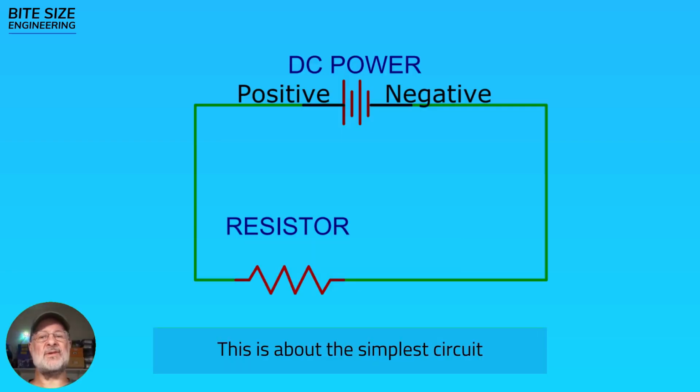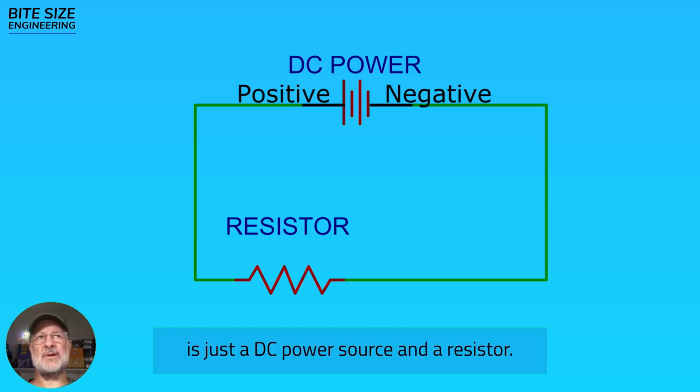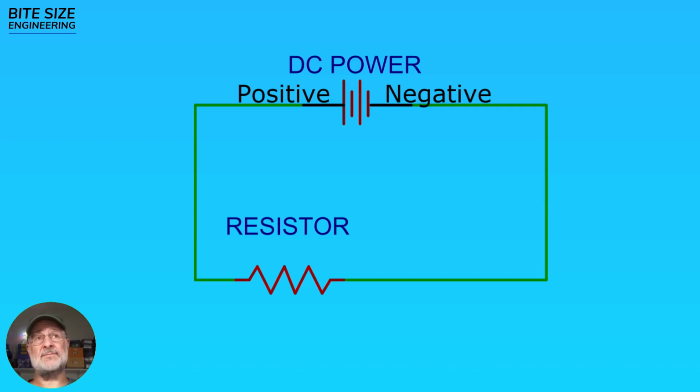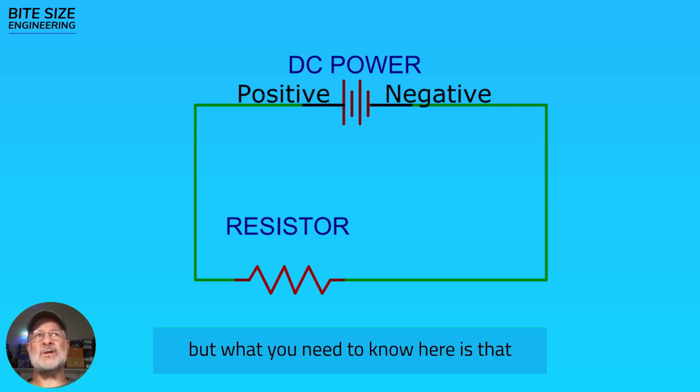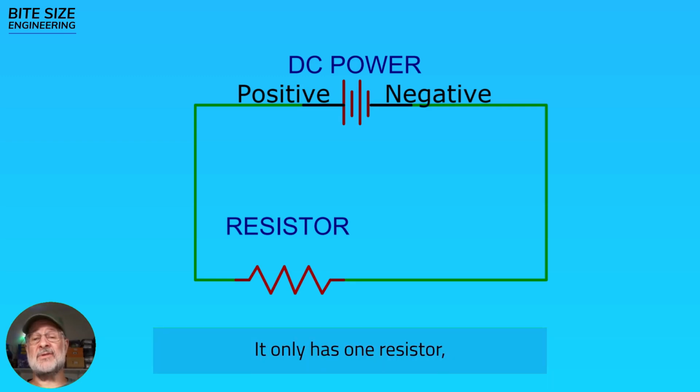This is about the simplest circuit you can make. It's just a DC power source and a resistor. We'll be circling back to this in other episodes, but what you need to know here is that if you trace your finger around the loop, there is only one path back to the start. This is a series circuit. It only has one resistor, so the total value is simply the value of that resistor.